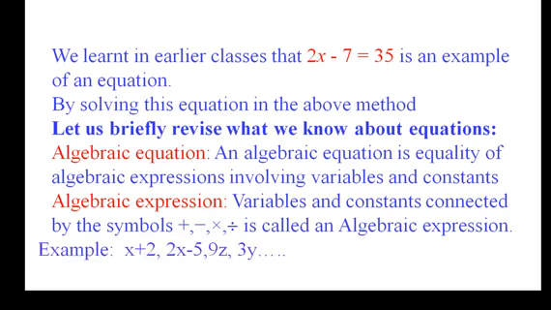For example, x plus 2. Here x is the variable, 2 is the constant. These two are connected by the symbol plus. Next one is 2x minus 5. Here 2 is the constant, x is the variable. These two are connected by the symbol into. And 2x and 5 are connected by the symbol minus. So 2x minus 5 is also an algebraic expression, like 9z, 3y, root 2x, x by z. These are all algebraic expressions. x square plus 2x is also an algebraic expression. We have many expressions like that. Now we will go for the next one.